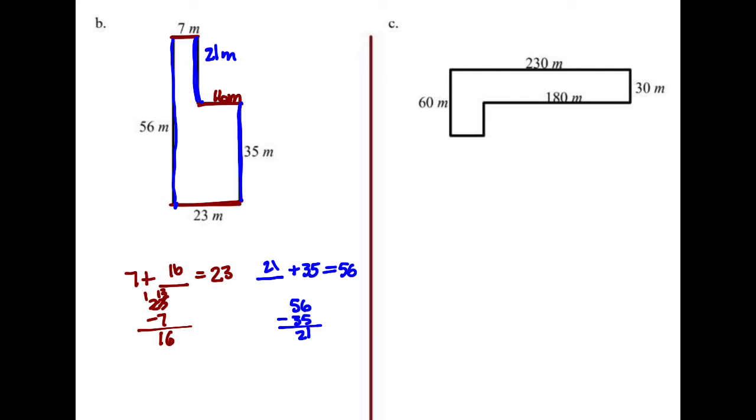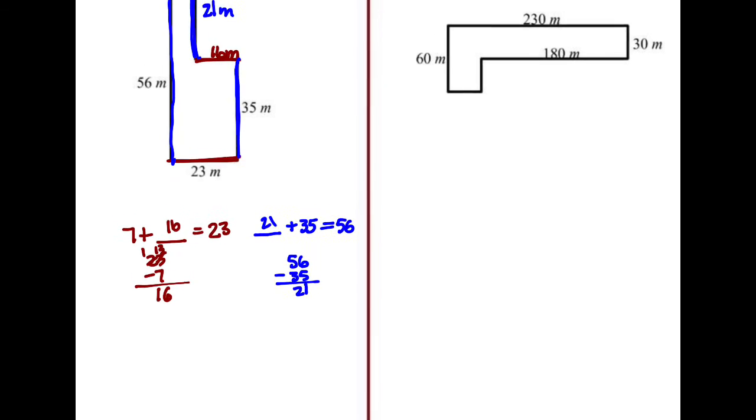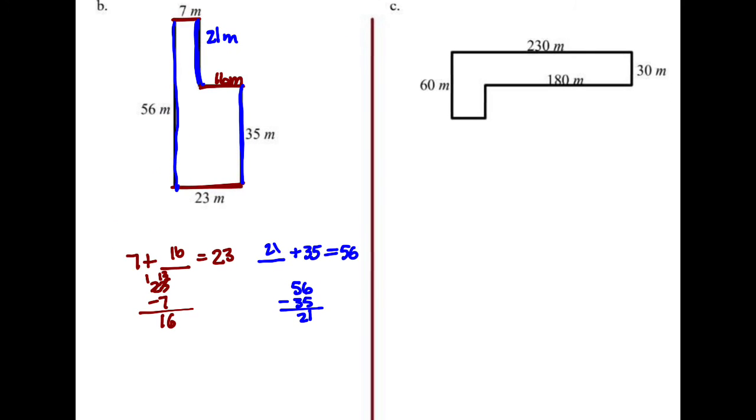Okay, so I'm going to slide it up just a little bit. Maybe. Right to there is all I get, huh? Okay, so 7 plus 21 plus 16 plus 35, 23, and 56. Those are all of them going all the way around. Okay, can you see any two that would be easier to add first? Not necessarily, huh? Okay, so I'm just going to do them two at a time.